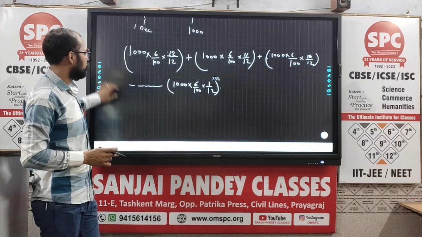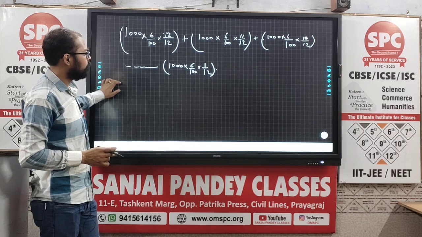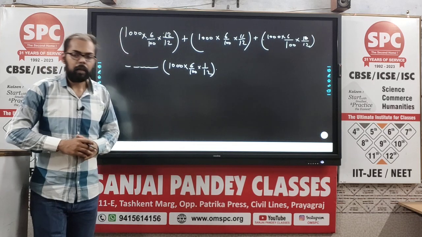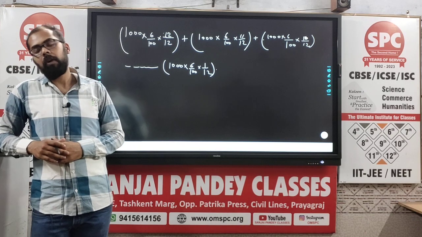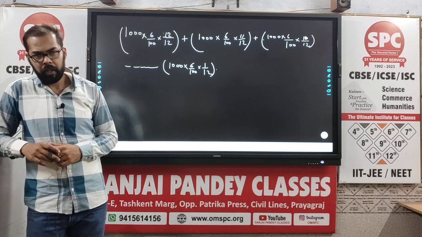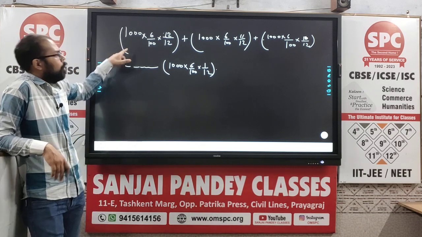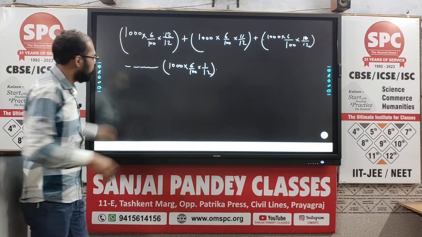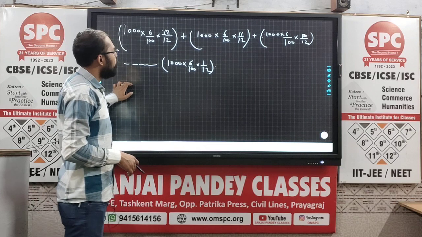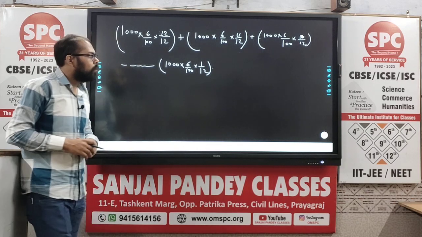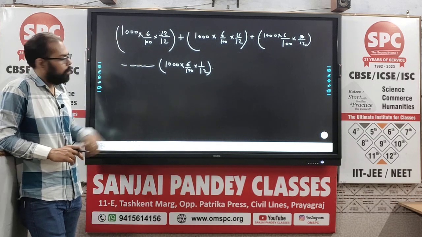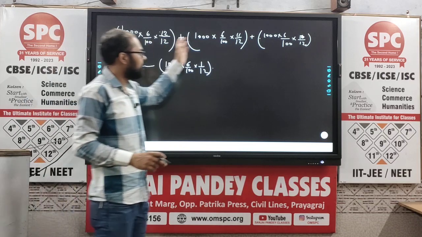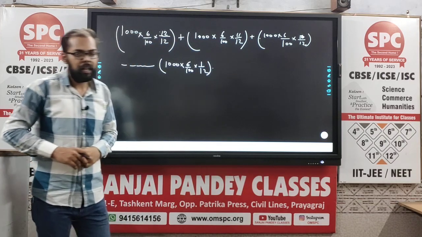So you can see there is a pattern here. There is a pattern when the partner withdraws equal amount at an equal interval of time. Here the amount is rupees 1000 and the time difference is 1 month. But the calculation becomes quite lengthy. If you will calculate each of these interests, it will become quite lengthy.